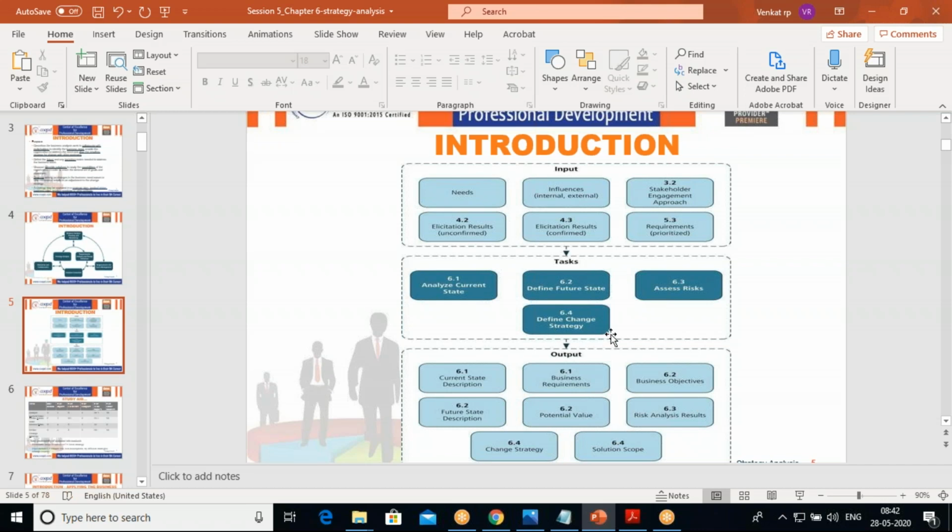And define change strategy, here you will get two outputs, change strategy and solution scope. Change strategy and solution scope will be the two outputs. Okay, fine. So first of all, we should be very clear what we are doing each one for, and from there how we are going to make it up.